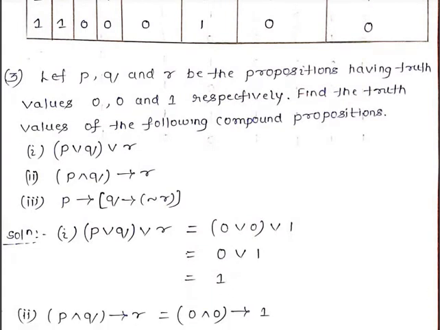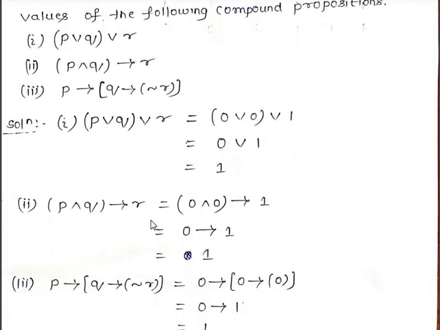So now let us move to the second problem. P and Q gives R. P value is 0, Q value is 0, R gives 1. 0 and 0 is 0, carry down that one as it is, gives 1. So 0, 1 means 1, because only when P is 1 and Q is 0 will it give 0. In all other cases it is 1.